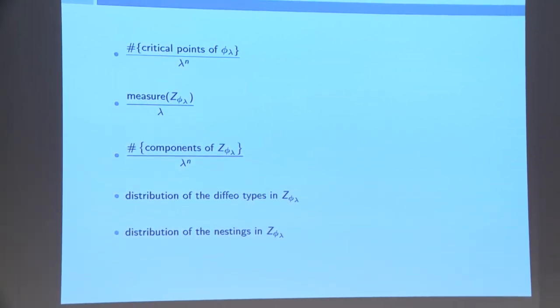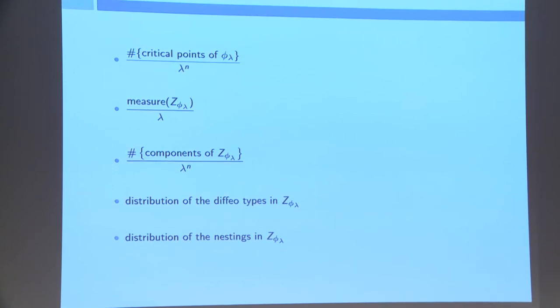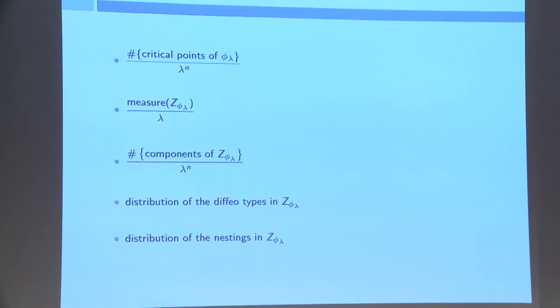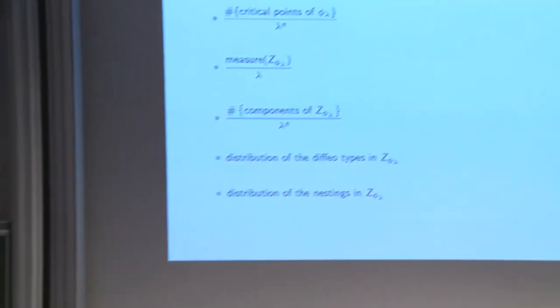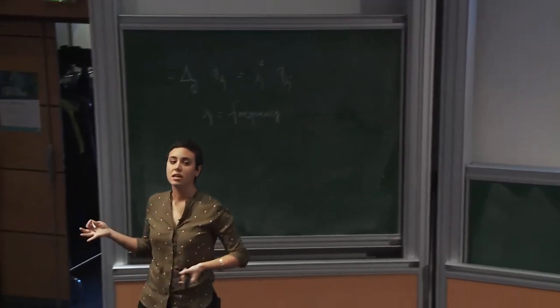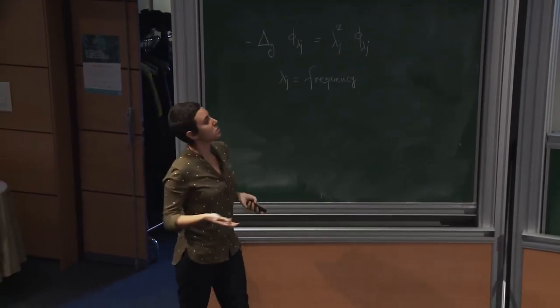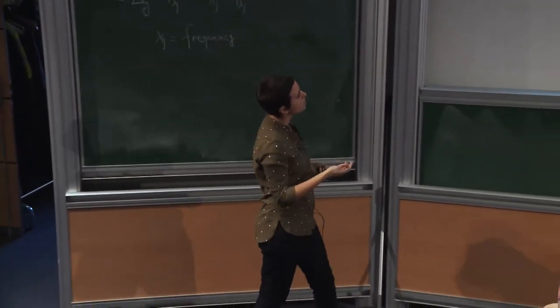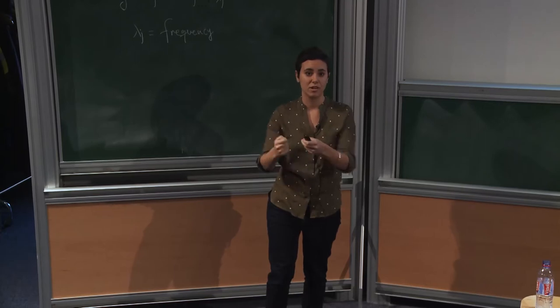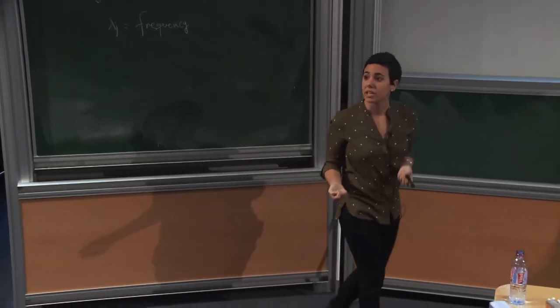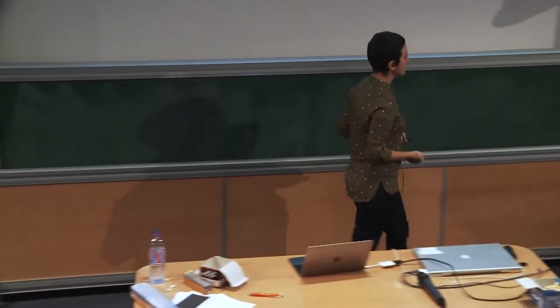Okay, so the first thing that you have to do if you're trying to attack these questions is to realize that very little is known. So one of the things that you can do is to try to randomize the problem, and instead of answering what happens with these quotients or these quantities for an actual eigenfunction, you can ask what happens for a random eigenfunction.